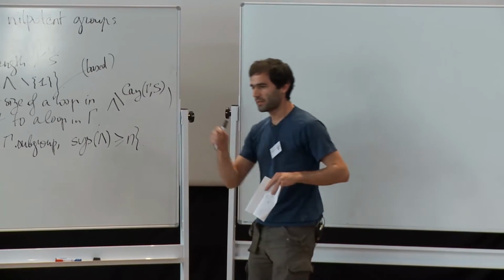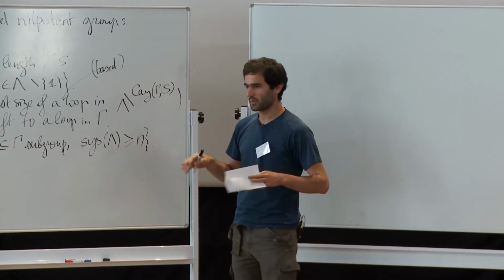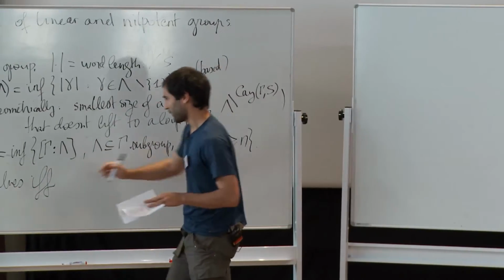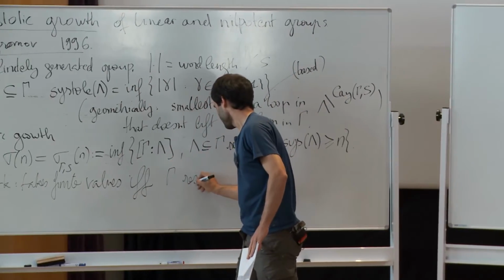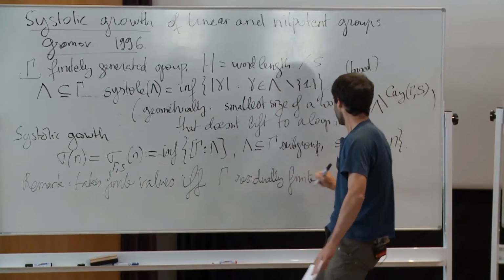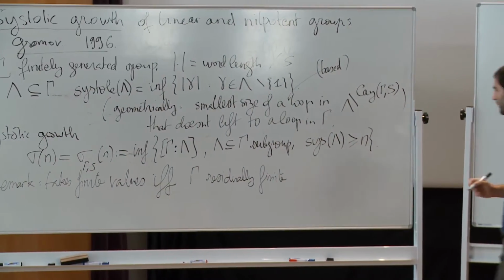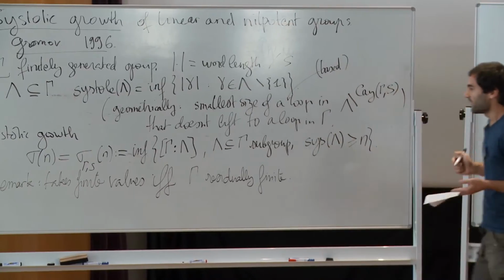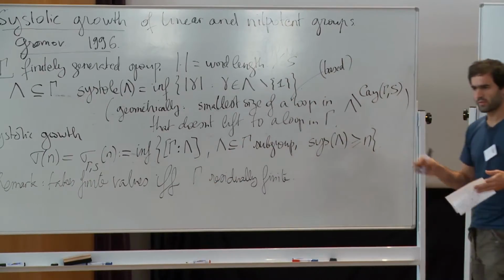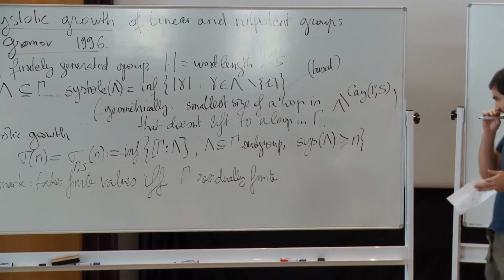So smallest based loop. There is a non-based version, and all of the results will be essentially the same in what I will be talking about. Okay, first remark: it takes finite values if and only if gamma is residually finite. Because this means to say that the systole is greater than n means that I avoid the n ball. So that's a restatement. And the point is that it gives a kind of quantitative way of residual finiteness. There have been quite a few such things that have been developed in the last few years.